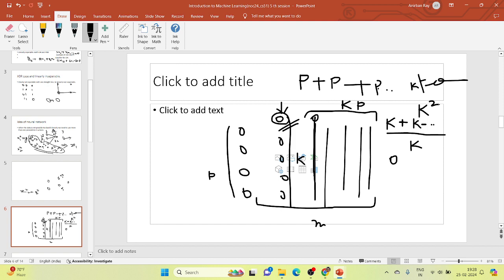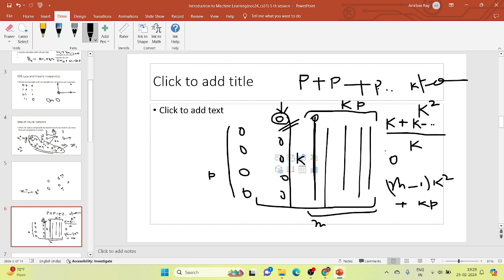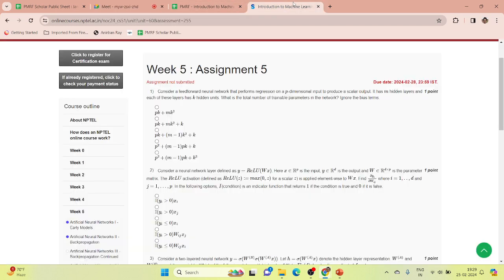Maybe m minus 1 is the answer actually. Yeah, I think so. So likewise, there will be m minus 1 such terms. Yeah, so you got that right. I think I was wrong. I was the one who was wrong. So (m minus 1) k square, and kp is there. And for the last neuron we need k such combinations. What is the answer? Let's see. Okay, so answer is C. Yes, you are correct.